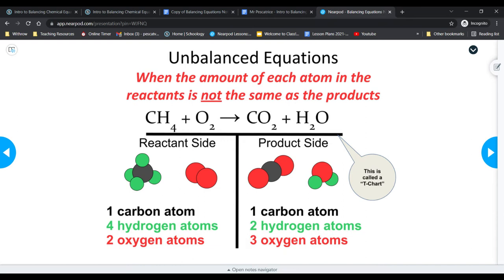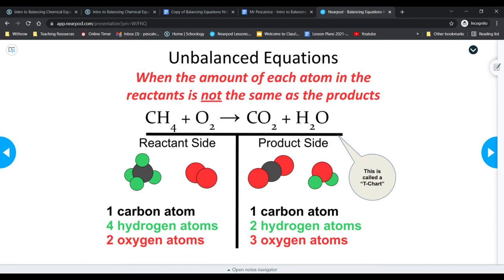So you can see that one carbon atom is in black, 4 hydrogen atoms are in green, and 2 hydrogen atoms are in red on the reactant side. But on the product side, you have one carbon atom, so far so good, but only 2 hydrogen atoms, which does not equal 4. So if this equation were true, this would be saying that you just randomly lost 2 hydrogen atoms, just out there in the universe, just disappeared. It doesn't work. That's not how this works. So that's why we have to balance this equation so that there's equal amounts on both sides.